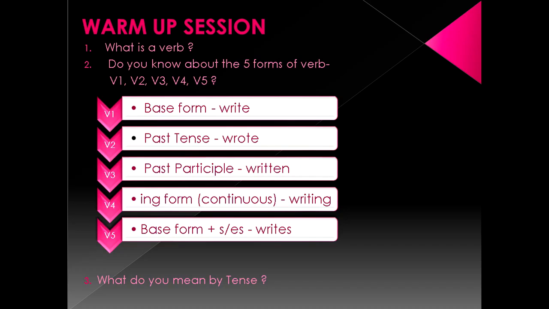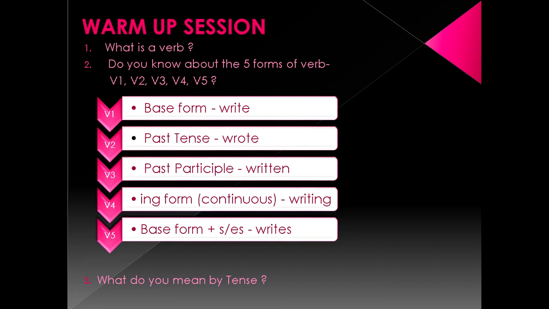Now, V1 is the base form, V2 is the past tense, V3 is the past participle form, V4 is the ing form, and V5 is the base form plus S or ES added to it. Now look at the example over here. Write, that is the base form. When it is changed into V2 form, it becomes wrote. V3 form is written. V4 is writing, and V5 form will be writes. Write plus S.